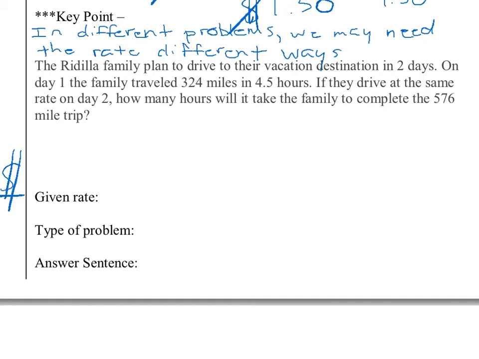So looking at this problem, it says the Radia family plans to drive to their vacation destination in 2 days. On day 1, the family travels 324 miles in 4.5 hours. If they drive at the same rate on day 2, and I recognize that word rate as I'm reading, so I'm underlining that for myself because I think that's a key word. It says, how many hours will it take the family to complete the 576-mile trip?